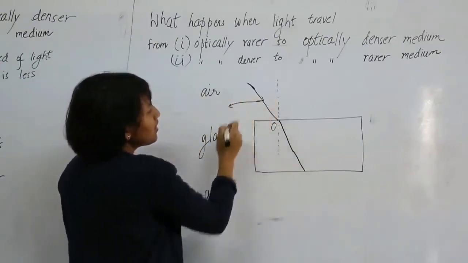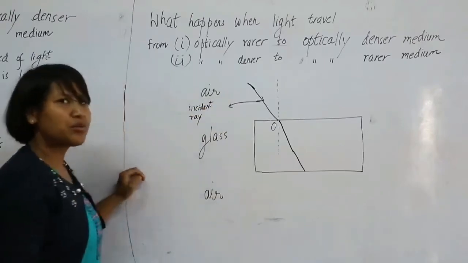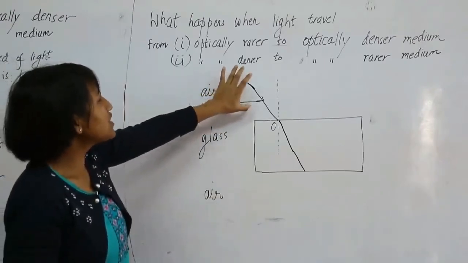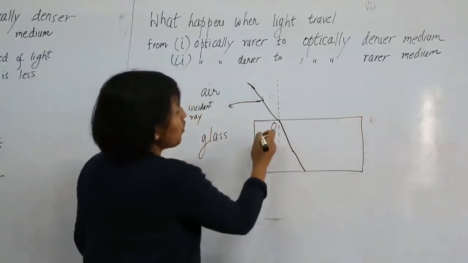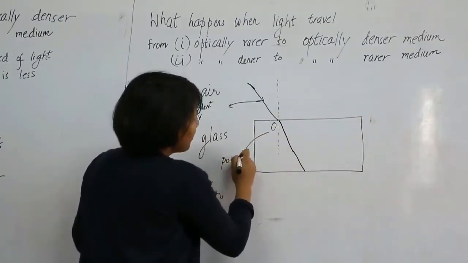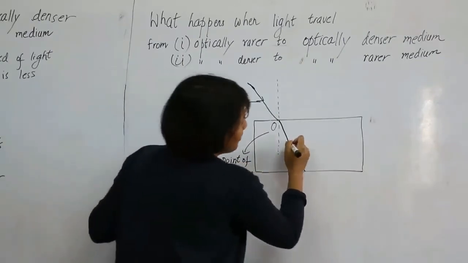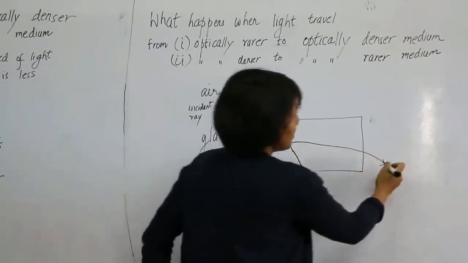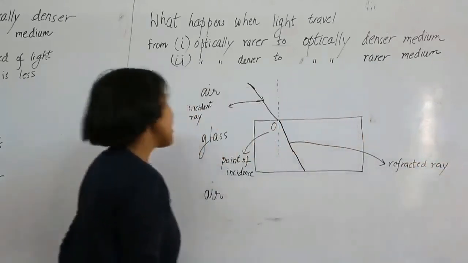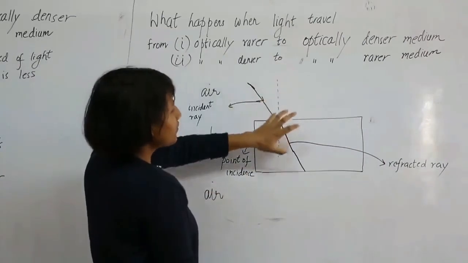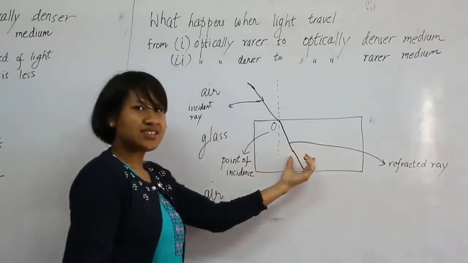So this is the incident ray, which is traveling through the first medium. The point where it strikes the surface of separation is called the point of incidence. And then this is called the refracted ray. Again, this refracted ray will now behave as the incident ray.